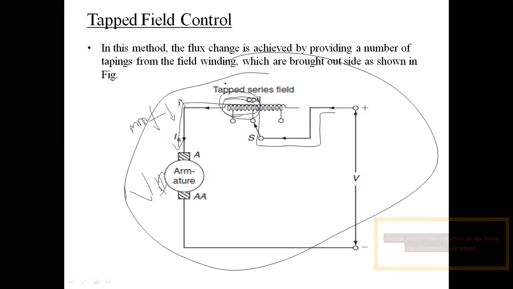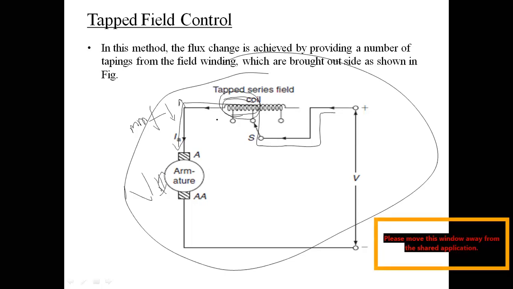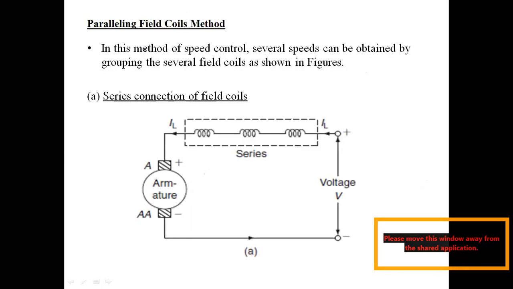That is nothing but this speed control method, the tapped field control. It is the best method you can have in your MCQs also. If they ask what method you choose for controlling the speed in electric traction, you can blindly go for this tapped field control. Okay, next method. This is the paralleling field control method.